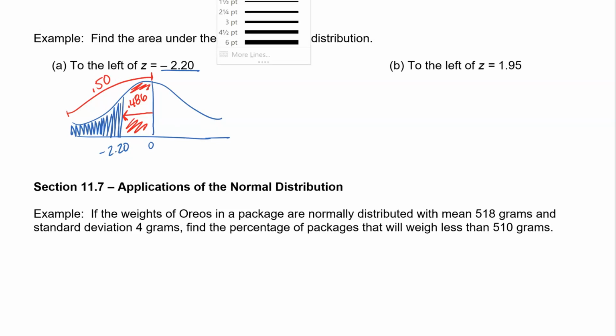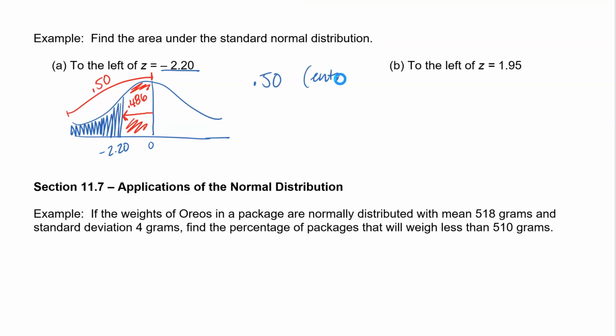So if this area is 0.486 and I know the entire right hand side is 0.50 or 0.5, then I want to, in this case, I'm going to have to subtract. I'm going to take 0.50, which is the entire left side of the curve, and I'm going to subtract 0.486 because that's what I don't want. I want the blue area, not the red, and then I get 0.014, which is my answer.